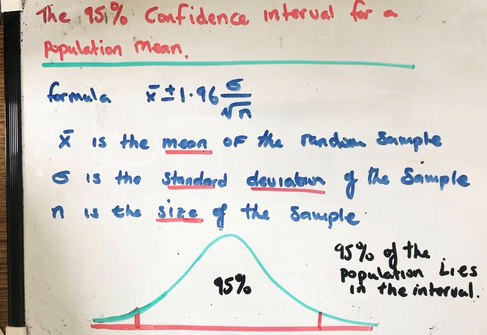In this video we're focusing on finding the 95% confidence interval for a population mean. You will find this in inferential statistics. So let's begin by looking at the formula.